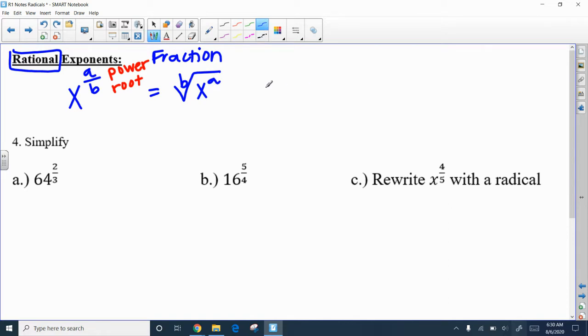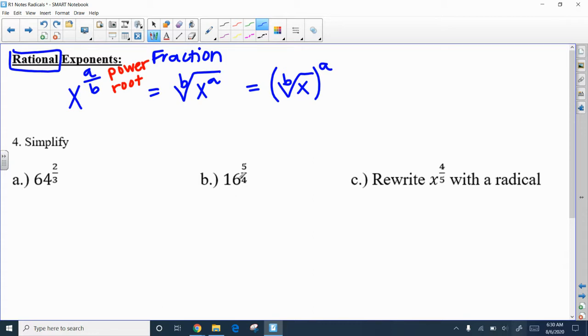Now, it really doesn't matter which operation we do first, the power or the root. So this can also be written as the b root of x, to the a power. So in this one, we're doing the root first and then the power. Both of those are correct, but we just need to know that when we have a rational or fraction exponent, we can rewrite it as a radical. And the denominator is the type of root. All right, so let's look at these examples here.